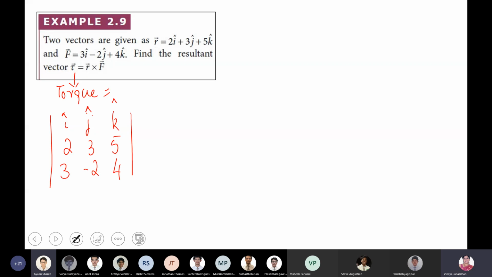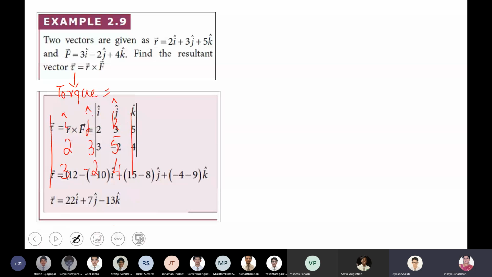Ma'am, I got the answer. What is your answer? Ma'am, I'm getting torque is equal to 22 I cap plus 7 J cap minus 13 K cap. Very good. May I know who is that? Ma'am, Ayan. Okay, that's correct, boys.